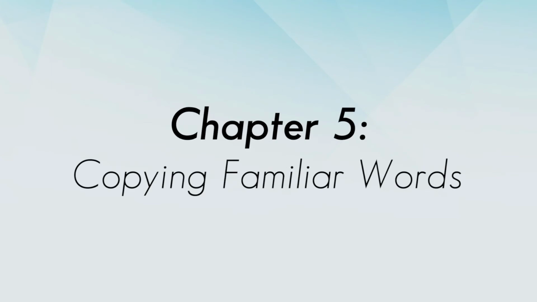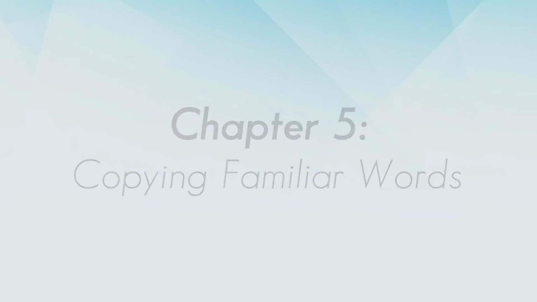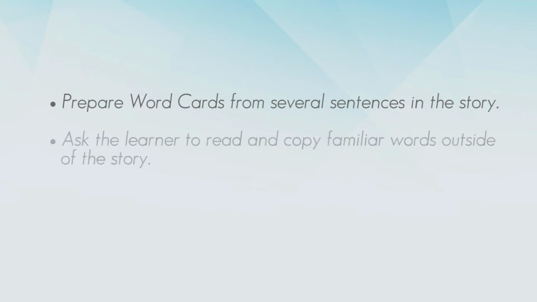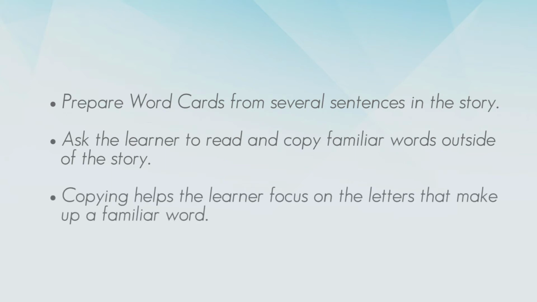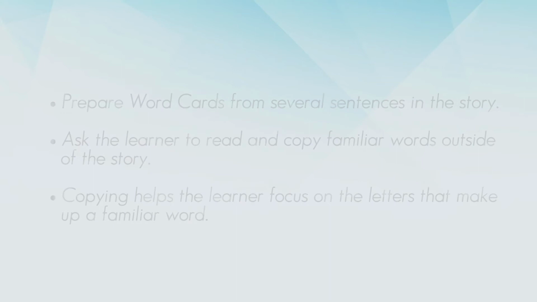Good job. In this activity, the tutor has created word cards for some of the words in the first 2 sentences in the story. Up until now, they have focused on words and sentences within the context of the story. Now the learner will look at and write individual words outside of the story. Each time the learner sees or copies a familiar word, they notice the shape of the word, the letters in it, and they learn it a little bit better.